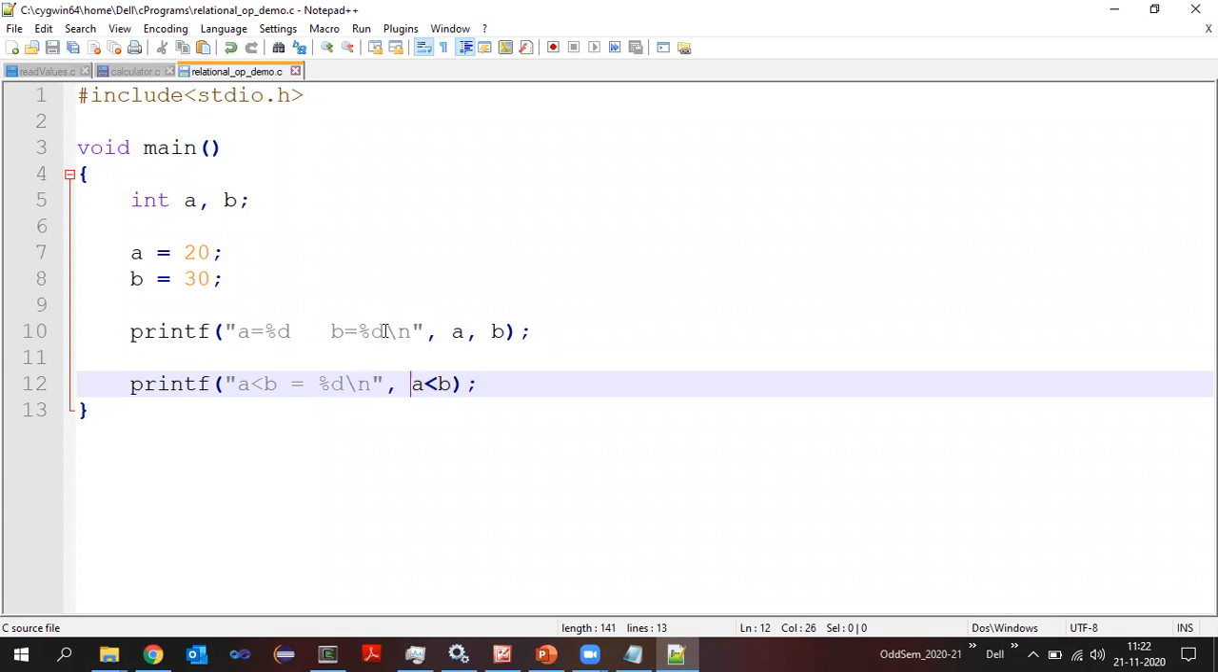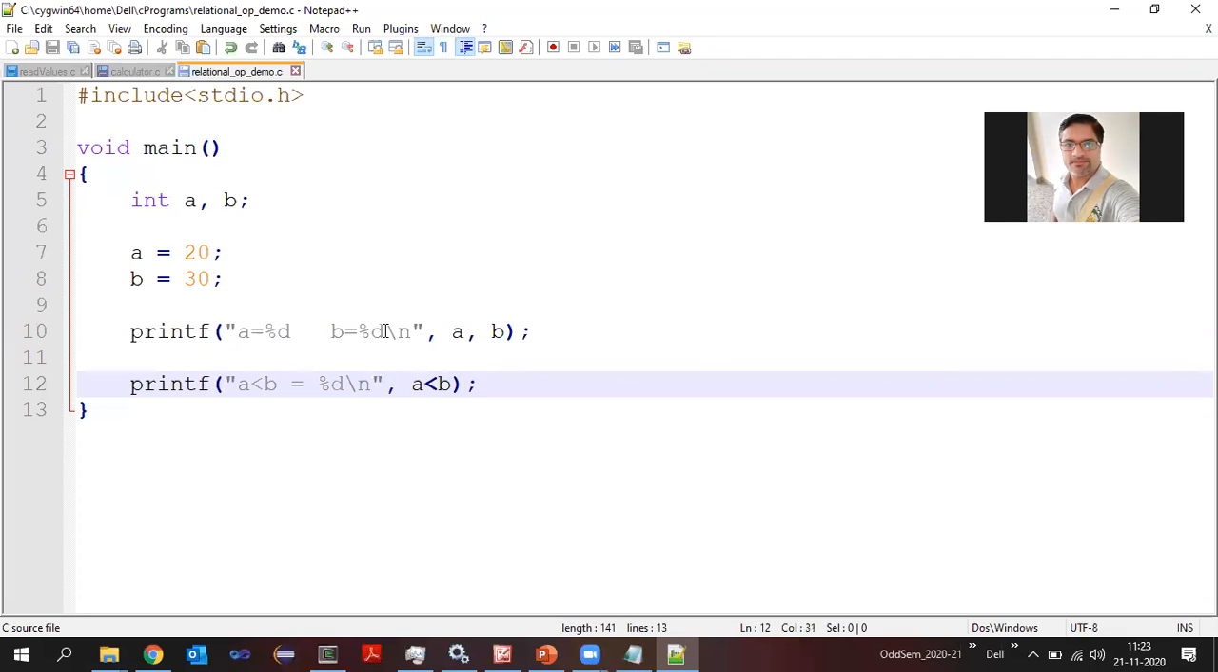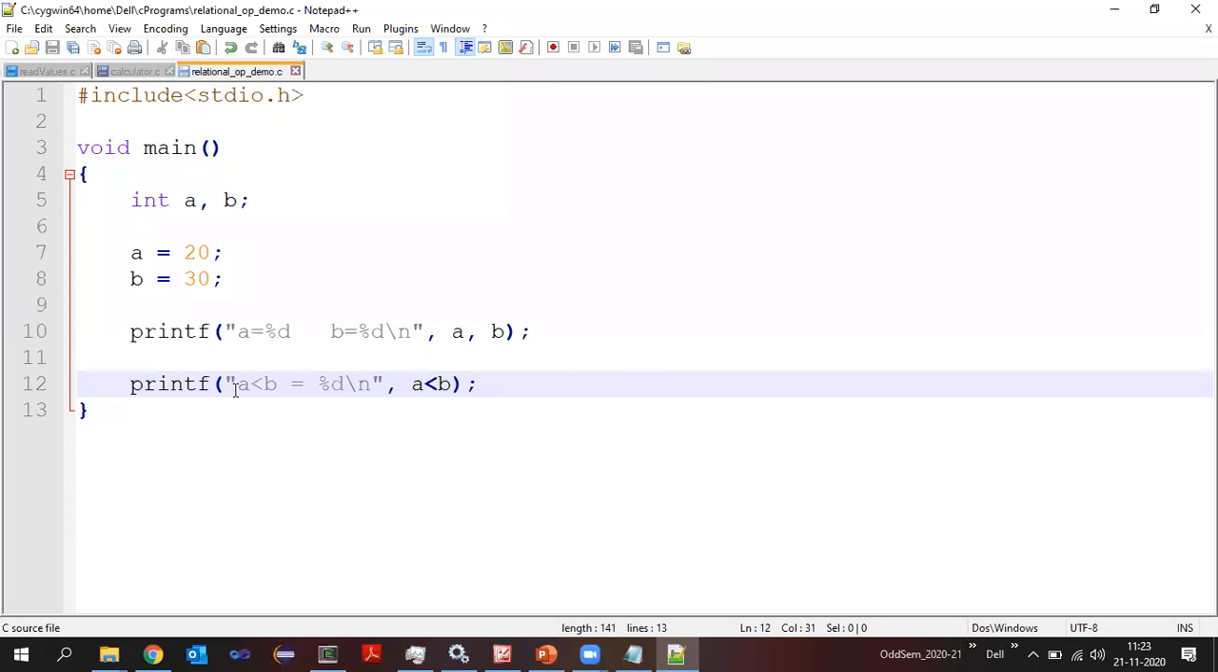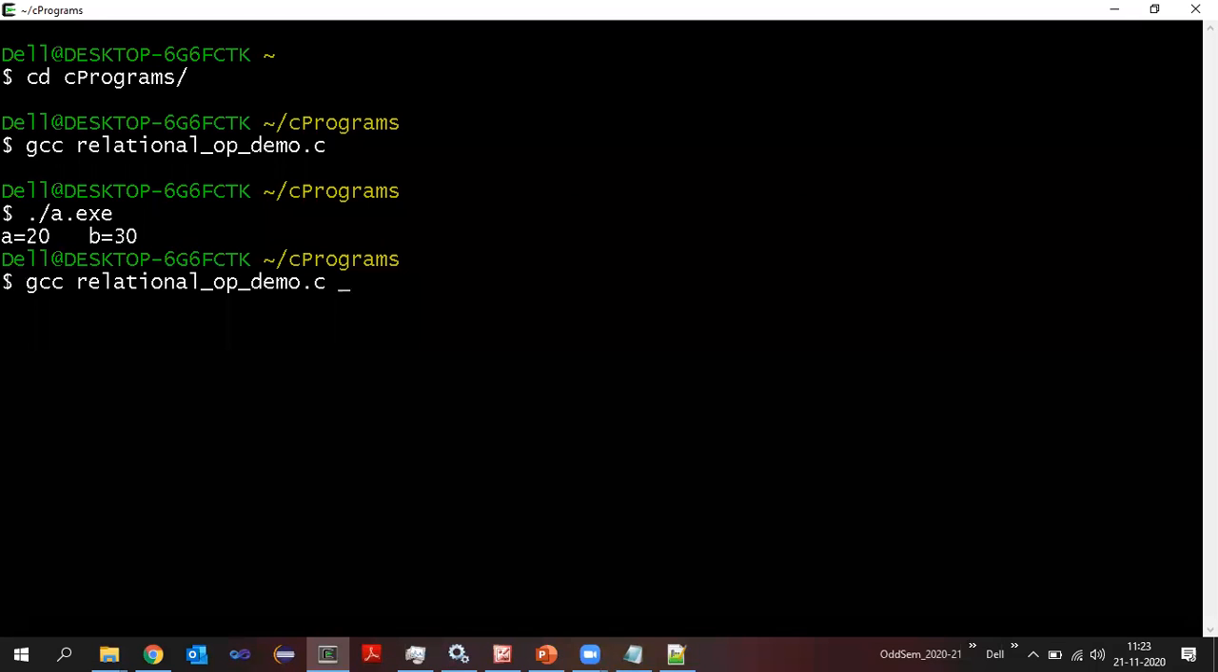Because the value I get here, a less than b, is either 1 or 0. So 1 and 0 are integer numbers. For integer numbers, the format specifier is %d. Now suppose I compile this program and then execute, what should I expect? I should expect a less than b equals to whatever this result provides, right? Let us compile the program and check it.